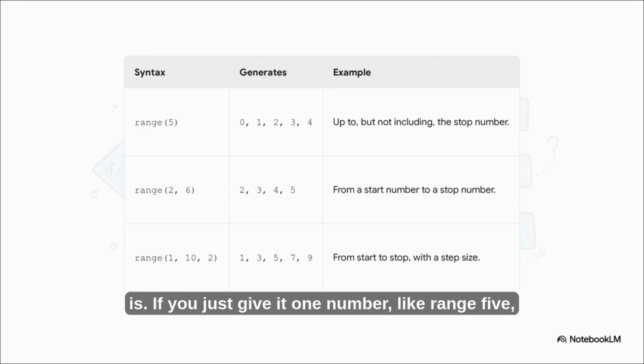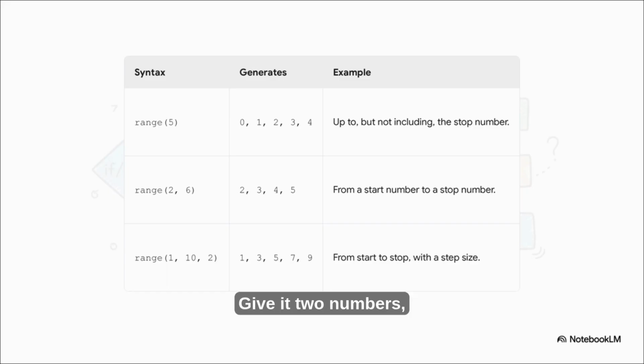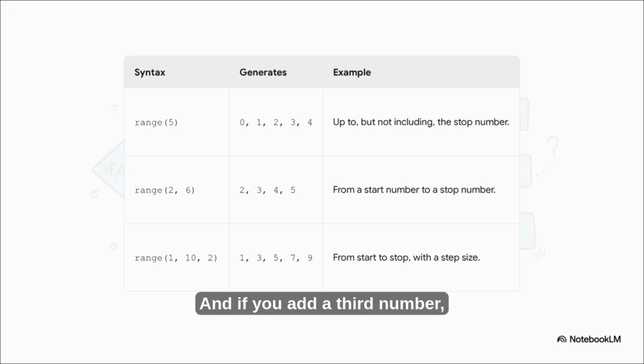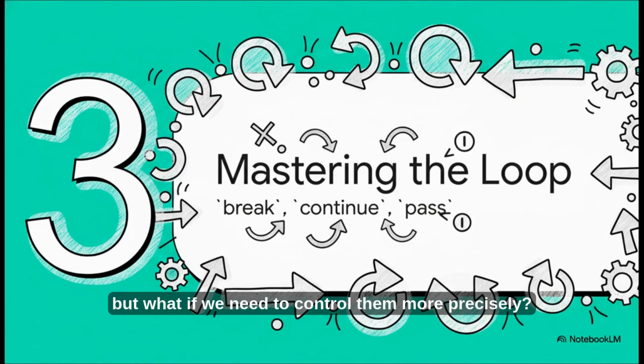If you just give it one number, like range(5), it counts from 0 up to but not including that number. Give it two numbers, and you can set your own start and stop points. And if you add a third number, you can set a step, like counting by twos, to get all the odd numbers from 1 to 10. It's incredibly flexible.